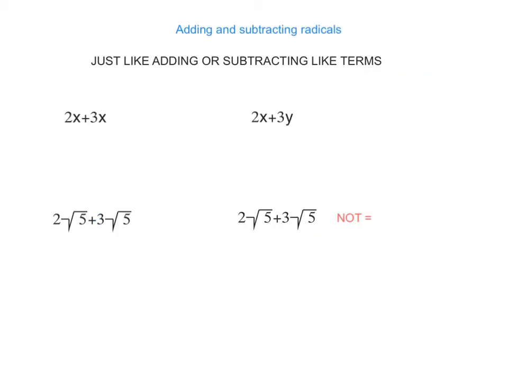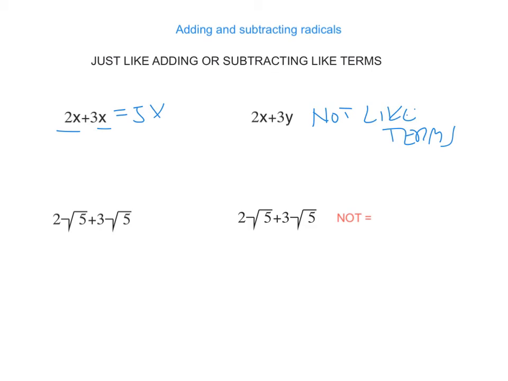Adding and subtracting radicals is just like adding and subtracting in algebra, just like doing like terms. You know that 2x plus 3x equals 5x. And you say, yep, you're combining like terms. You can't add 2x plus 3y, because those are not like terms, so we can't combine them. And the same thing applies with the radicals.